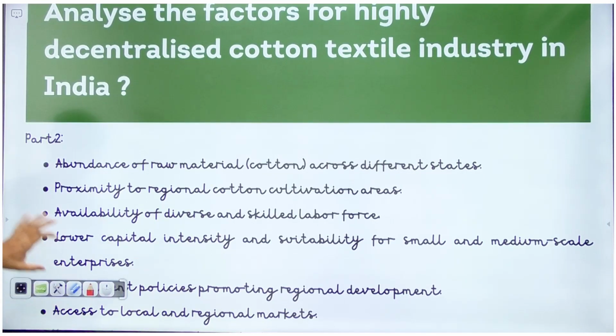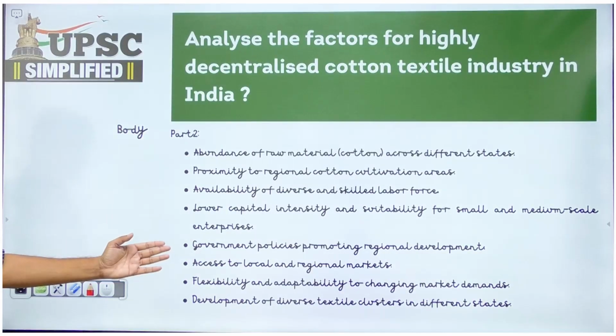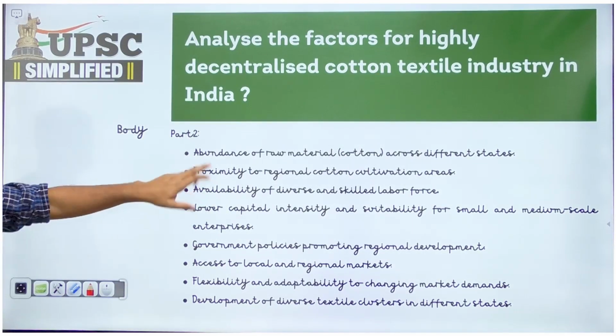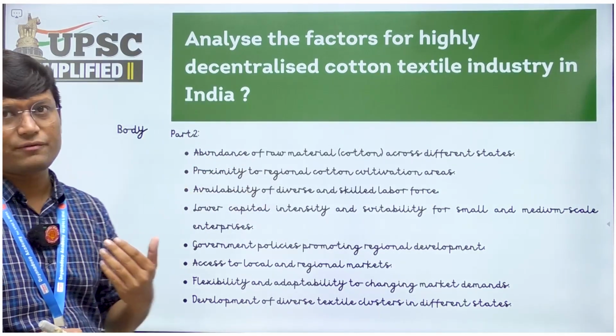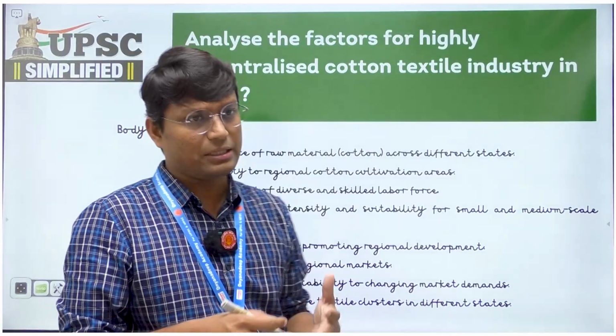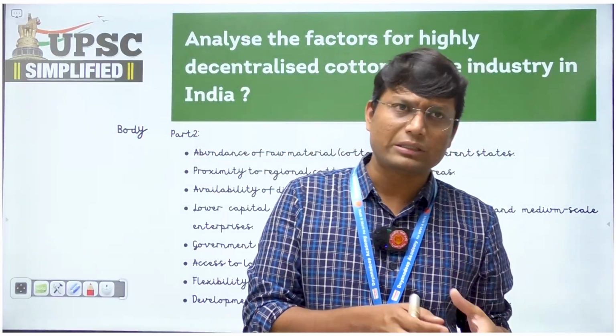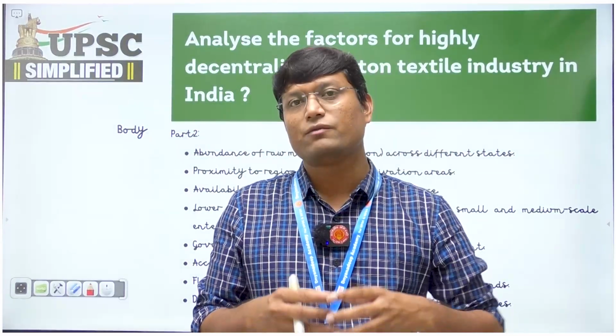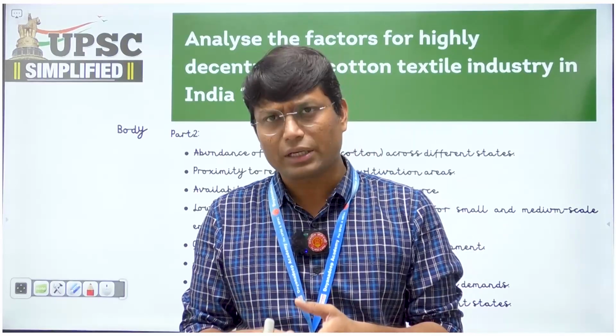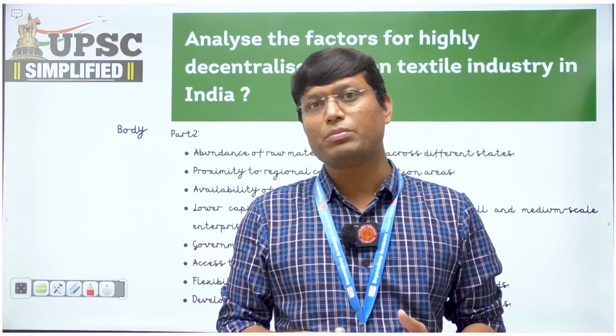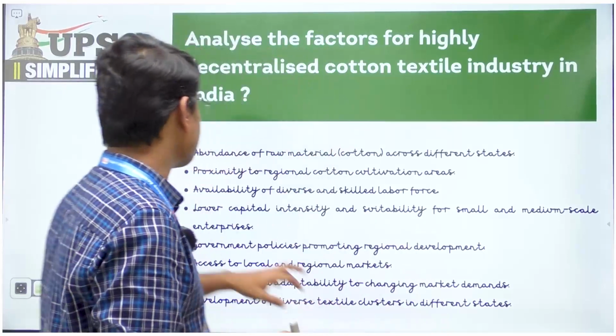Now, this is the list of factors. I have some 6-7 factors which I have mentioned. Abundance of raw material across different states. If you look at the cotton production in India, it is not limited to a particular region. There are a good number of states which are producing cotton in good quantity these days. Good quality cotton is being produced in India across the states.